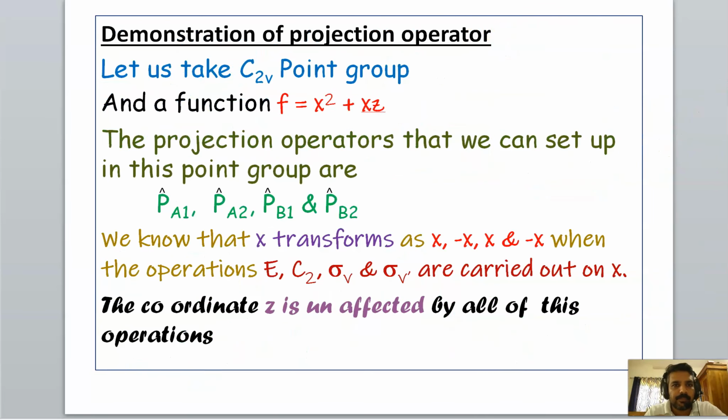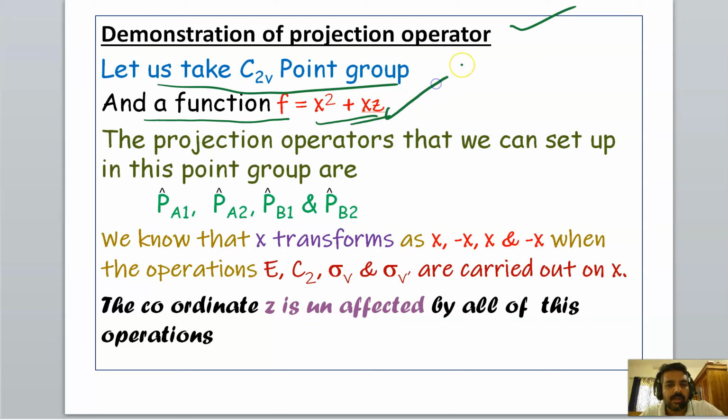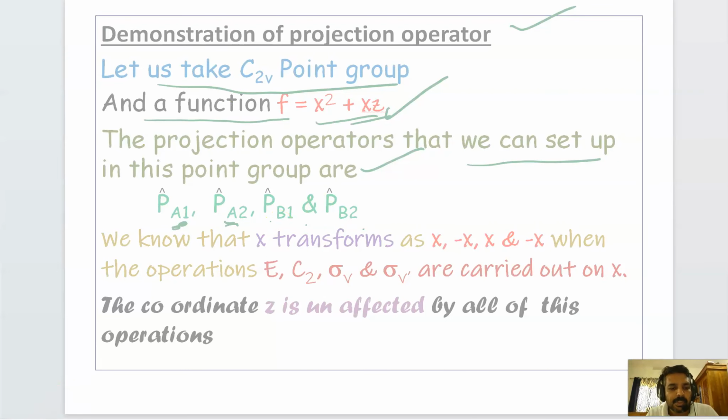We can take an example: a demonstration of the projection operator, how it works and what it means. Let us take the C2V point group and a function f equal to x square plus xz. We are applying the projection operator to this function. The projection operators we can set up for the C2V point group, whose symmetries are A1, A2, B1, B2, are P cap A1, P cap A2, P cap B1 and P cap B2.